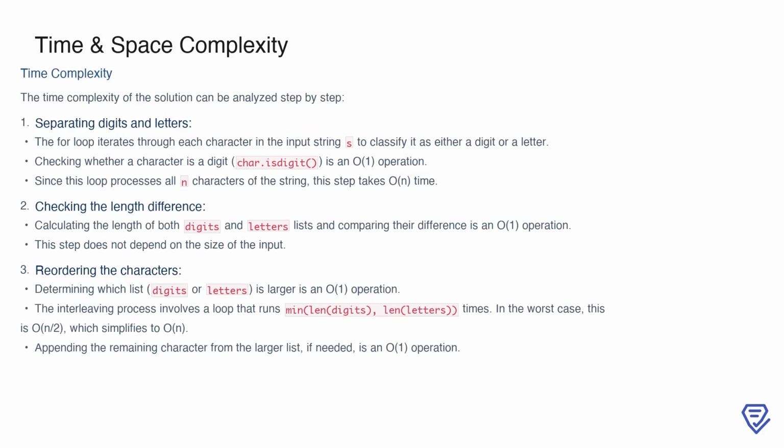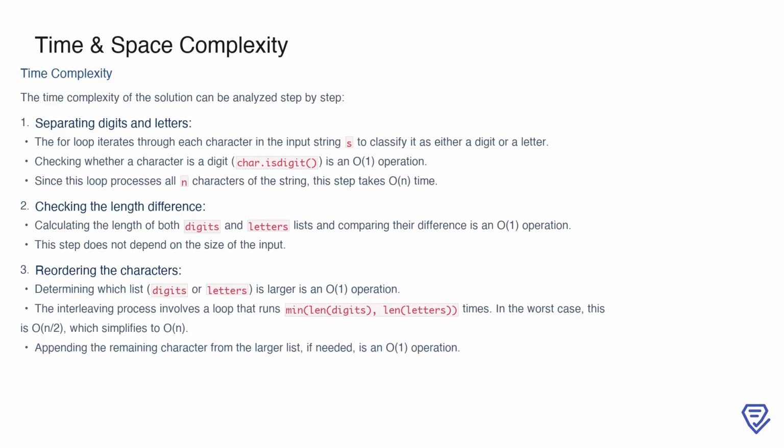To analyze the time complexity of our solution, we start by looking at the step where we separate the digits and letters. Here, we use a single for loop to iterate through each character in the input string. For each character, we perform an O(1) operation to determine if it's a digit or letter. Since this loop processes all n characters, this step takes O(n) time. Next, we calculate the lengths of the digits and letters lists and compare their difference. This computation involves basic length checks and a comparison, all of which are O(1) operations.